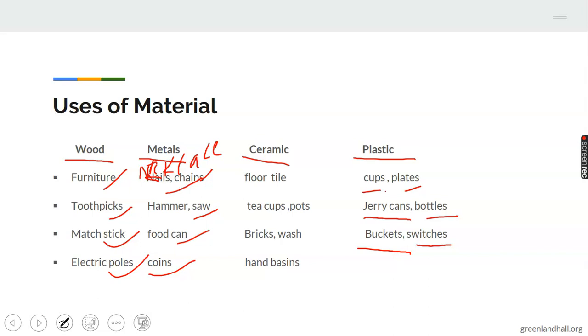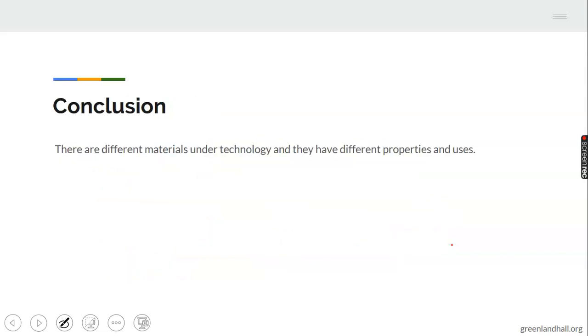So when you see all your materials in the house, you know which one is made of metal, which one is made of plastic, which one is made of ceramics, which one is made of wood, and which one is made of rubber. Now in conclusion, there are different materials under technology and they have different properties and different uses.